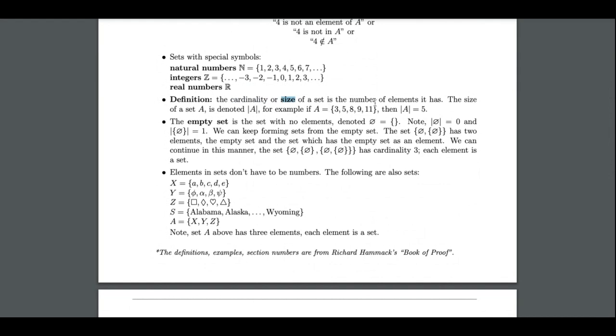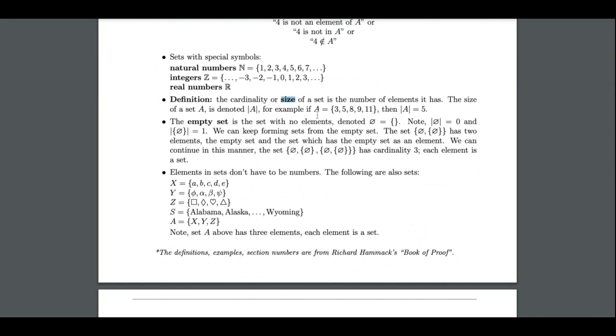The size of a set is the number of elements it has. The size of a set A is denoted with the two bars, with A in between. Remember, in the past we used these two bars to represent the absolute value. But in this course, we use them to measure the number of elements A has.